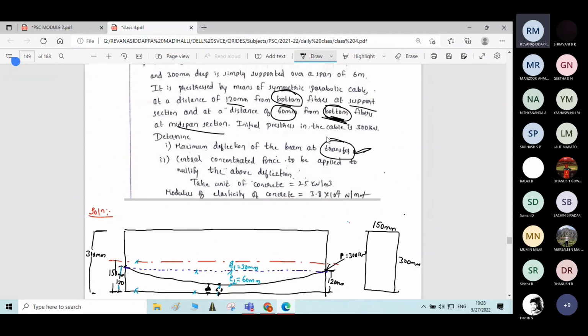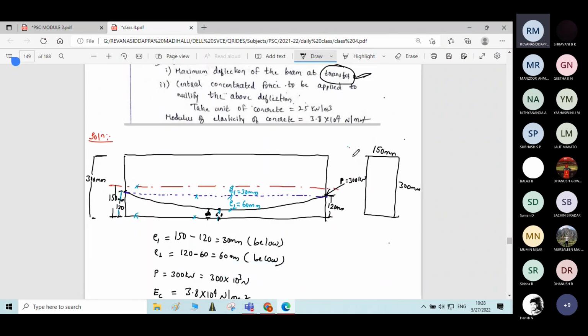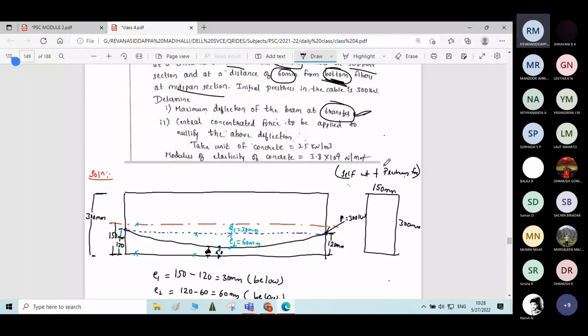At transfer means what? At transfer condition, there will not be any live load, because the beam is still at its manufacturing state during the transfer of prestress. So during the transfer of prestress, there will be only two forces: self-weight of the beam and prestressing force. So to find deflection at transfer, you need to find deflection due to self-weight and deflection due to prestressing force. Adding together, you will get deflection at transfer.